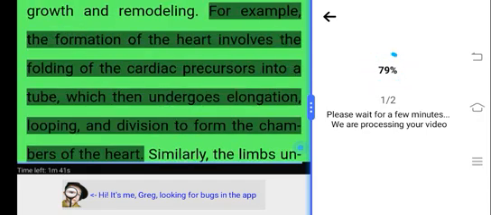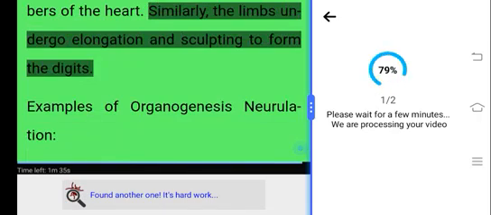For example, the formation of the heart involves the folding of the cardiac precursors into a tube, which then undergoes elongation, looping, and division to form the chambers of the heart. Similarly, the limbs undergo elongation and sculpting to form the digits.